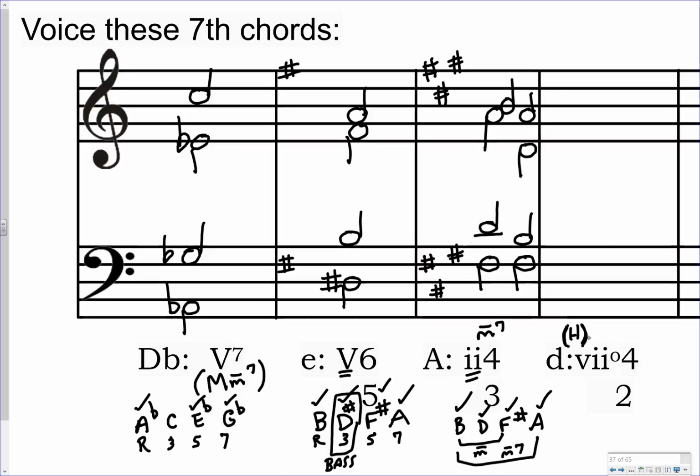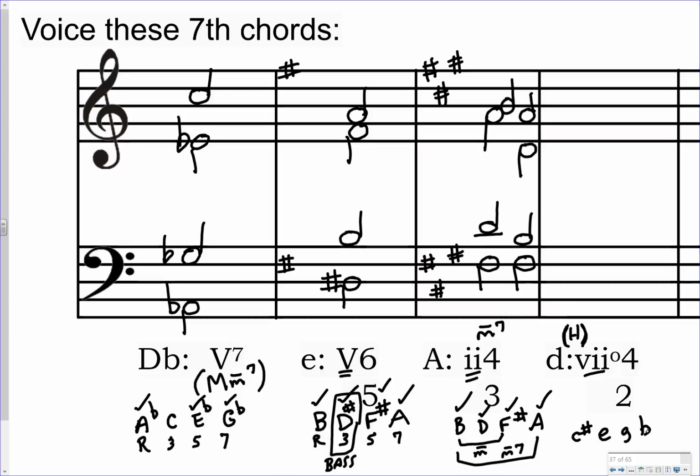With that said, harmonic minor has a raised leading tone. So our root of this 7 chord in the key of D minor then would be C sharp. And then we can just plug in the other tones to complete the 7th chord. And we have a fully diminished 4-2.